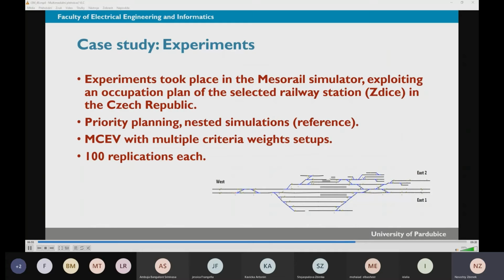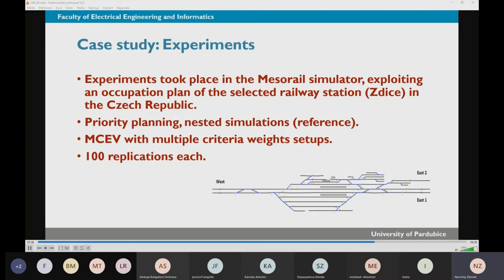As I already mentioned, the experiments were executed in the Mazariel simulator. The method of multicriteria evaluation of variance was tested on a scenario of a small station called Zdice. The scenario utilized a real track occupation plan kindly provided by the Railway Infrastructure Administration of the Czech Republic.